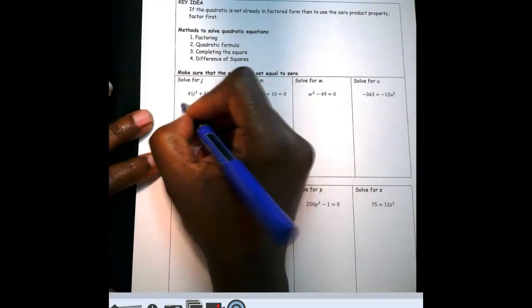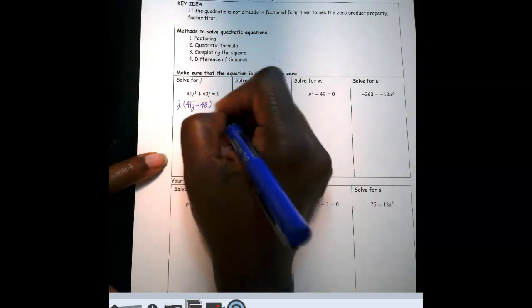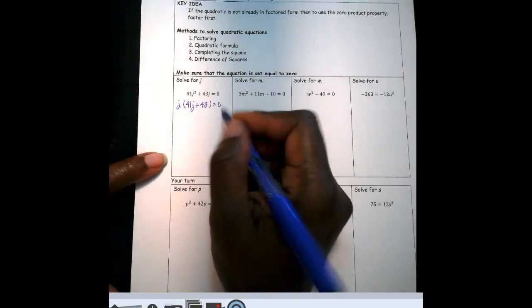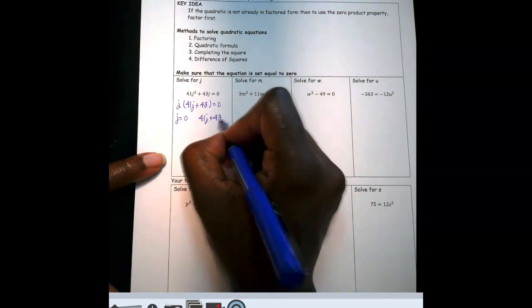However, they do have a j in common, so we're going to factor out the j. And when we do that, it's like dividing it out. So what we have left is 41j plus 43. We're going to set that equal to 0. Now when we do that, we're going to set j equal to 0, and then we're going to set 41j plus 43 equal to 0. And we're back to zero product property.